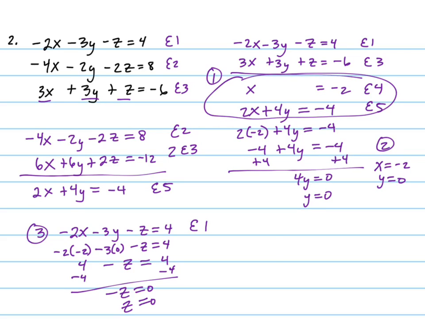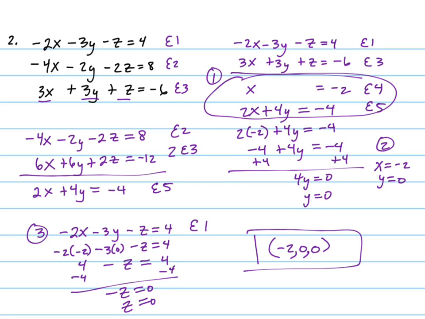I'm kind of surprised that we got two values of 0. So it's going to be negative 2, 0, 0 is our solution. Now if you had any doubts here about that, I don't recall having a problem where I had two values turn out to be 0, but it wouldn't be hard to check it.